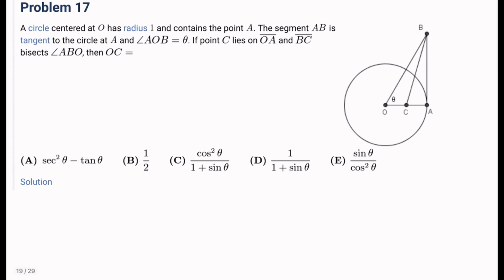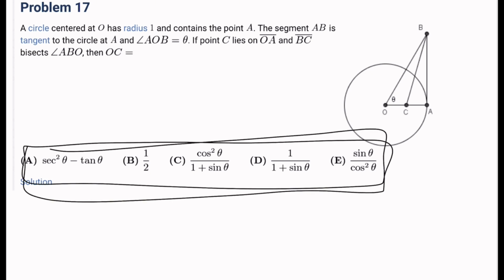Number 17, a circle centered at O has radius 1 and contains the point A. The segment AB is tangent to the circle at A, and angle AOB equals theta. If the point C lies on OA and BC bisects angle ABO, then OC equals what? Okay, so if we look at the answer choices, they are all in terms of trig functions, right?